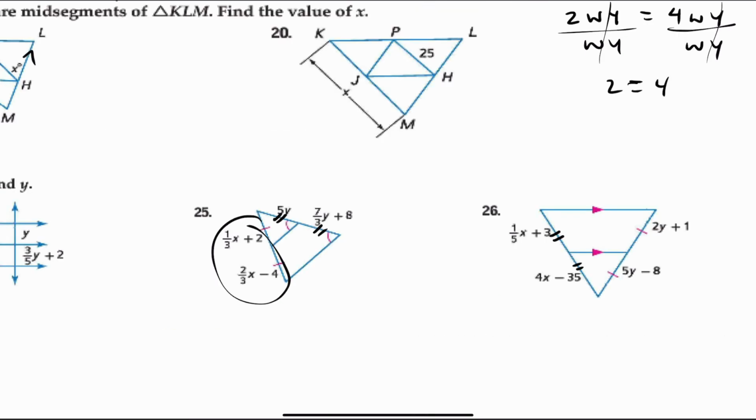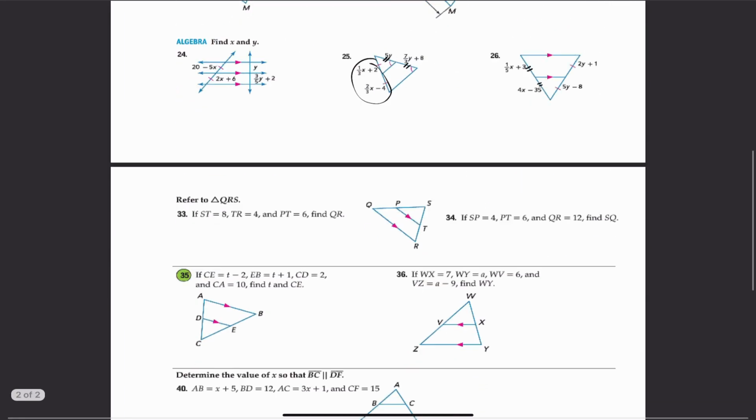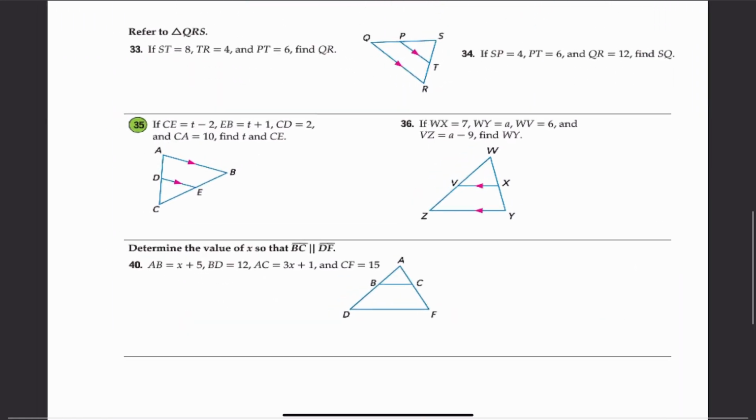Okay. Alrighty. I will now let you be. Oh, actually, no, there's more. Oh, I'm sorry. So let's see. 33. If ST is 8, TR is 4, PT is 6, and QR is something that we're trying to find. Okay, well, this is good.